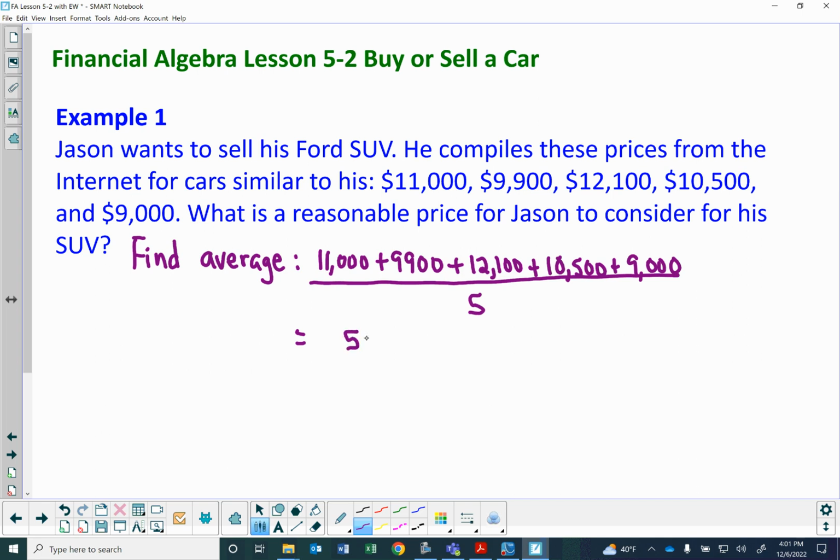So if I have 52,500 and I divide that by 5, that should give me an average of approximately $10,500. So if Jason wants to sell his vehicle, he probably should keep around the 10,500 range, give or take a few hundred dollars. Right? So that's at least a good place to start for how much he should sell his vehicle for. Okay? It's an average.